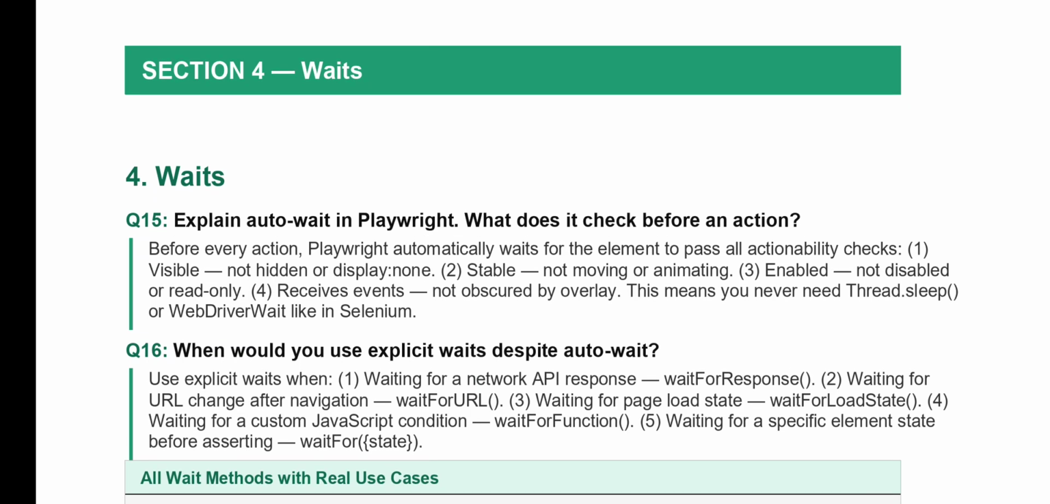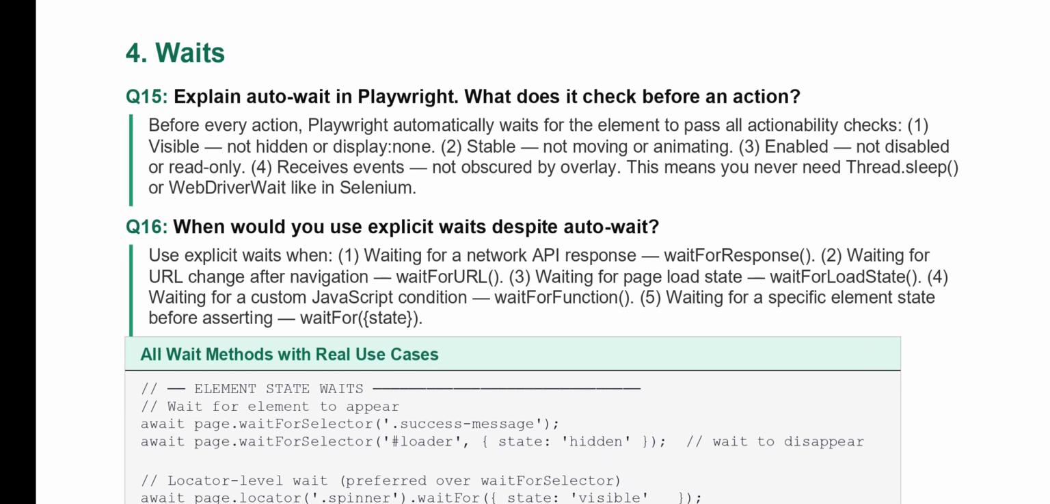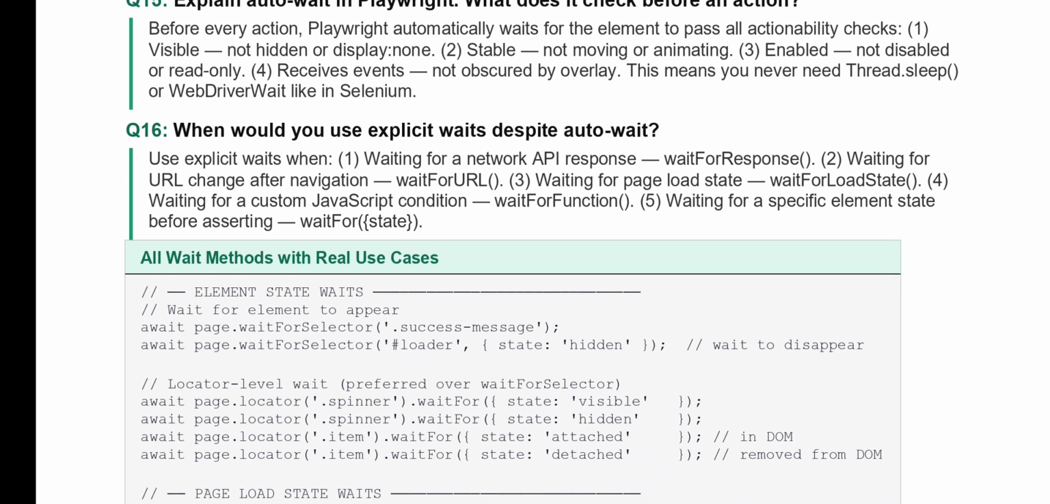And in the next section, let's speak about the waits. Explain auto-wait in Playwright. What does it check before an action? When would you use explicit waits despite auto-wait?